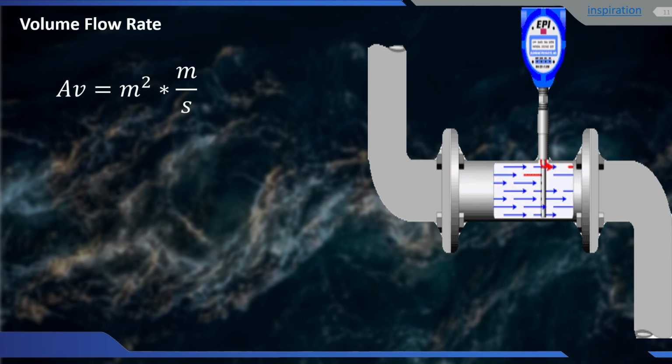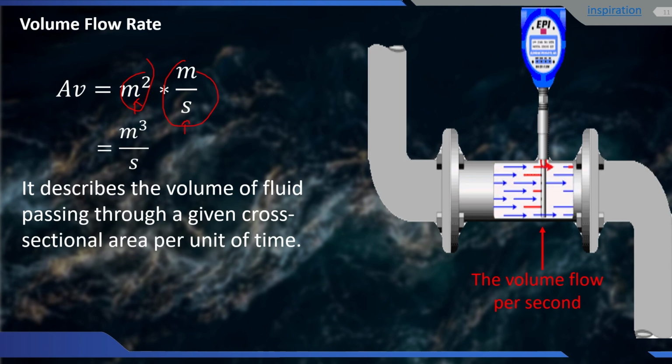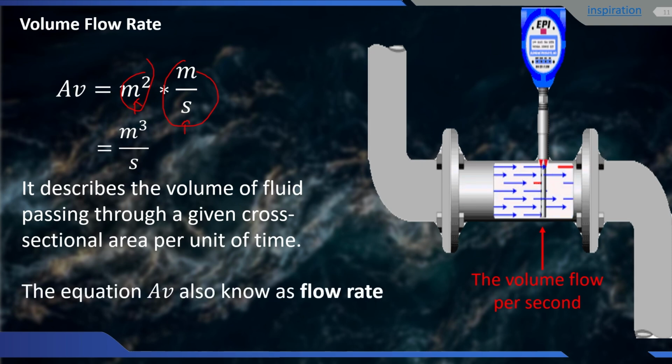To understand the unit of A1 v1, let's break down the unit of each component. The unit of area in SI units is typically square meters. The unit of velocity is meters per second in SI units. When we multiply area by velocity, the resulting unit is cubic meters per second. In this form, we can say that Av describes the volume of fluid passing through a given cross-sectional area per unit of time. The quantity Av is also known as the flow rate.